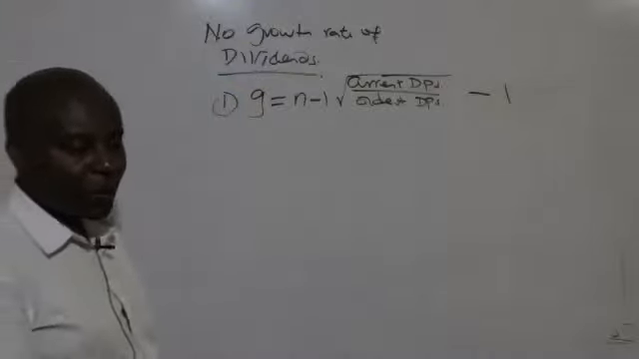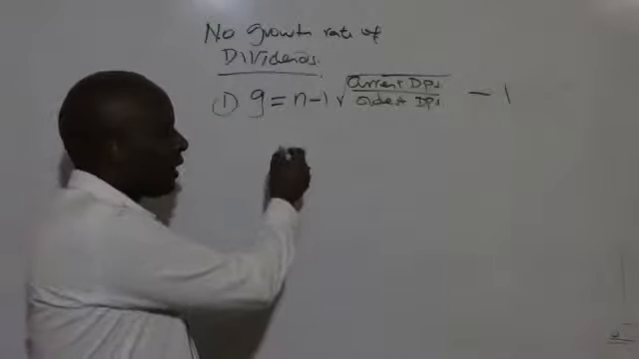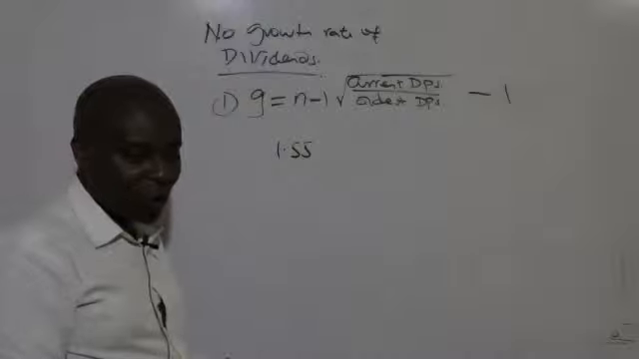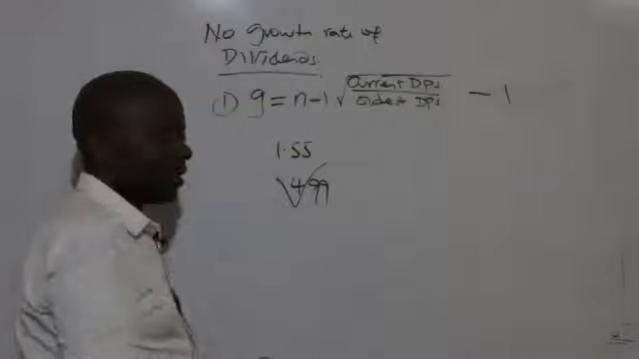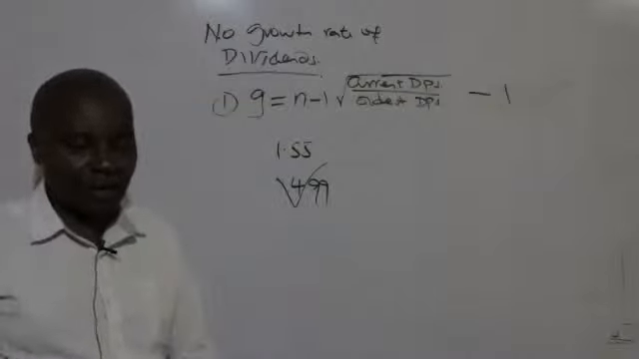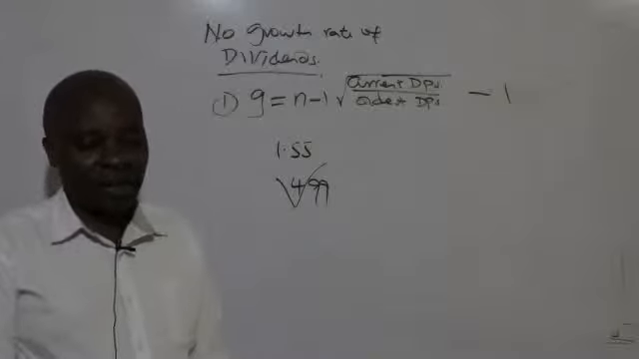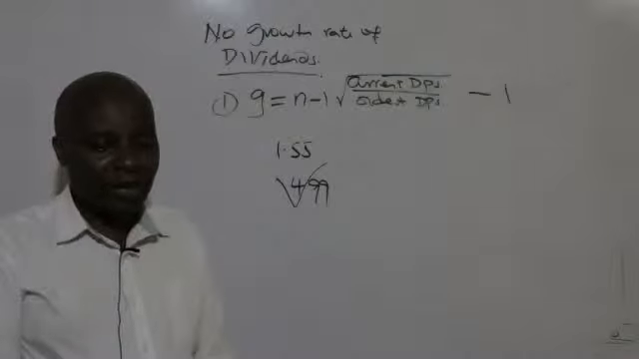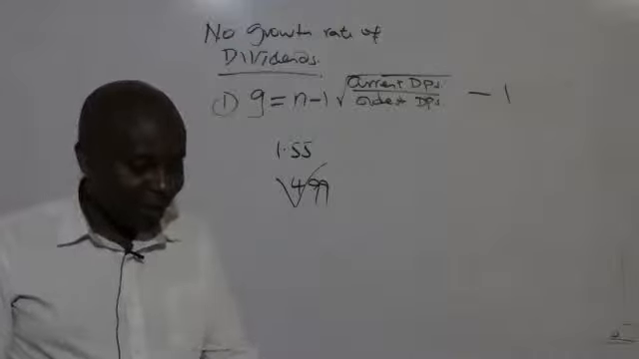Now, ladies and gentlemen, listen. So the correct answer is 1.55. Could you kindly try out this? The fourth root of 99. Give me the answer. I can now see most of them are really pulling up the figures. They're saying it's 3.